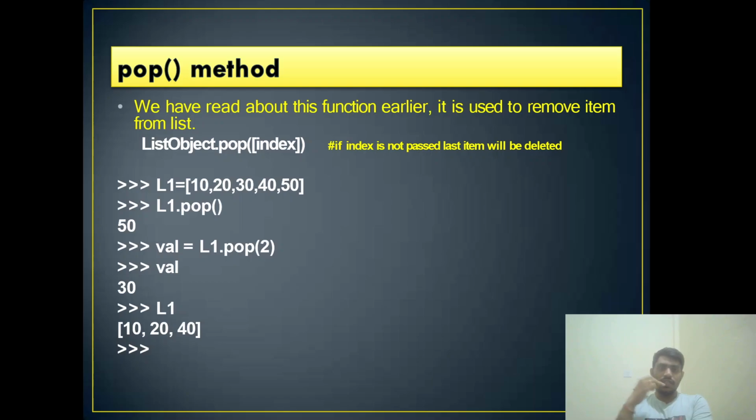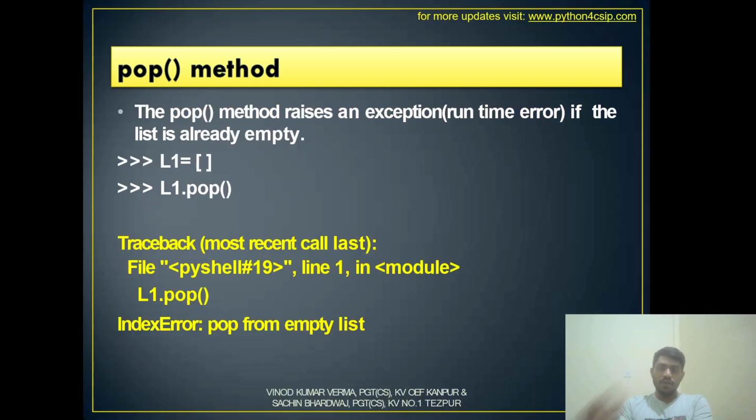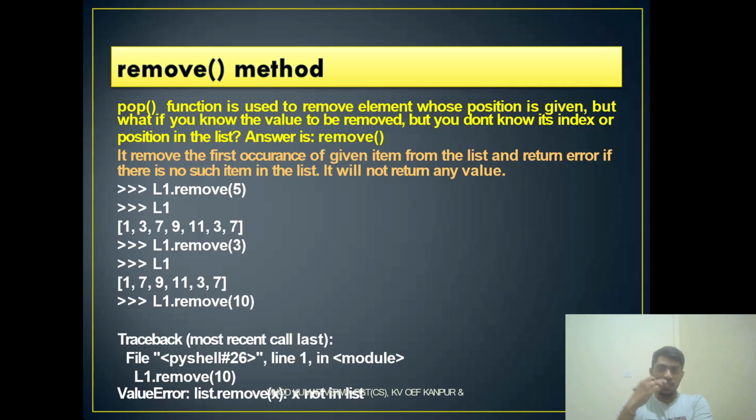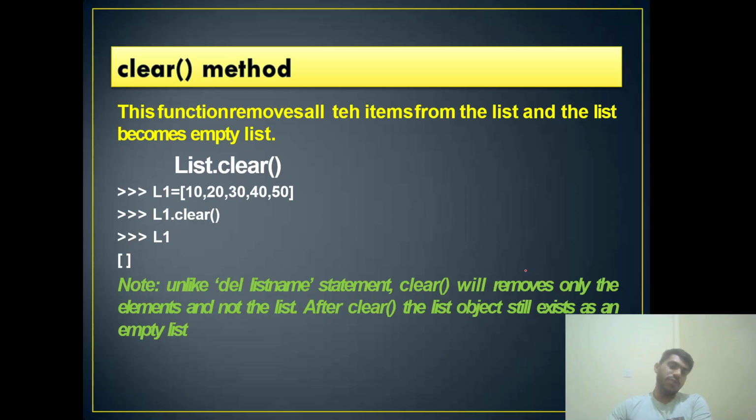You can see here the pop method, already done. Remove method is the same: give the value and it deletes that element. The clear method will make the list empty. Okay.